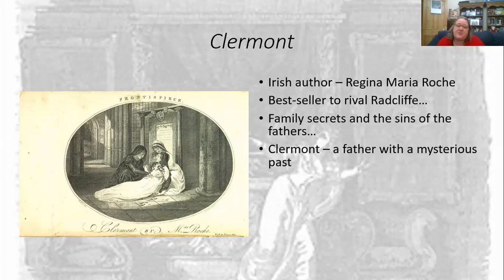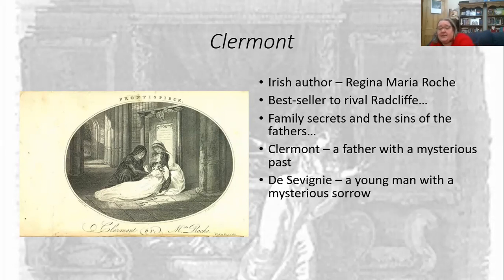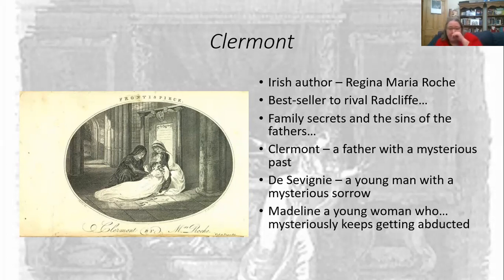It revolves around this mysterious figure, Claremont, who is a father with a mysterious past. He's got a lot of gloom going on. We don't know where he comes from or what secrets he's hiding. De Sevigny appears, and he's the love interest of our heroine, but he is a young man with a mysterious sorrow who for some reason can't marry her. Madeline, the young woman who mysteriously, I just had to throw it in there again, keeps getting abducted by people. But why? What's going on here?